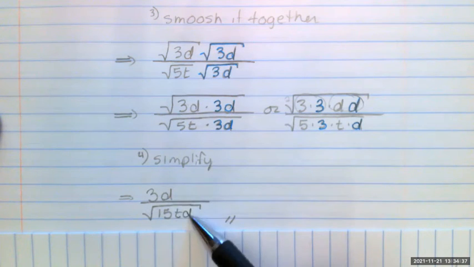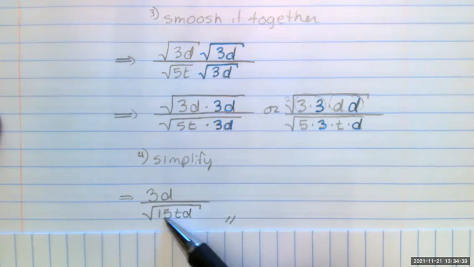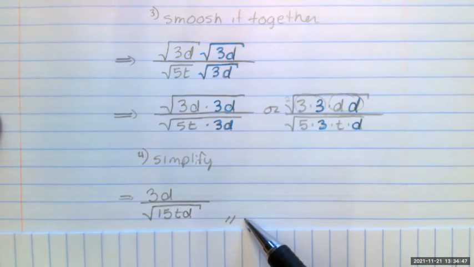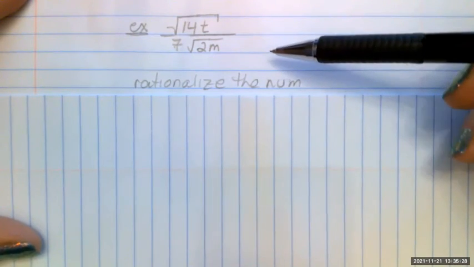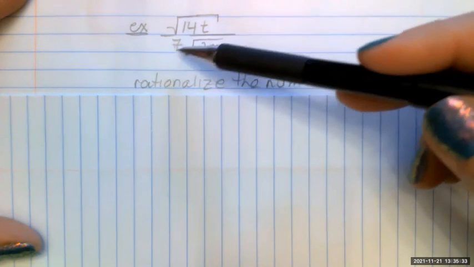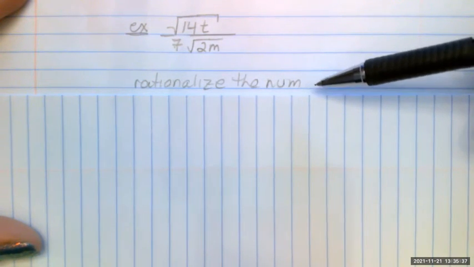This will remain in the denominator, and under the radical, there's nothing I can do with this. Do not reduce. These are outside, these are inside. Final answer. New example. We got a radical over a radical with a number on the outside, the number 7. We want to rationalize our numerator.